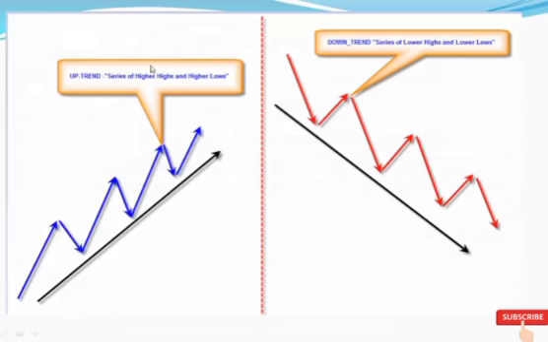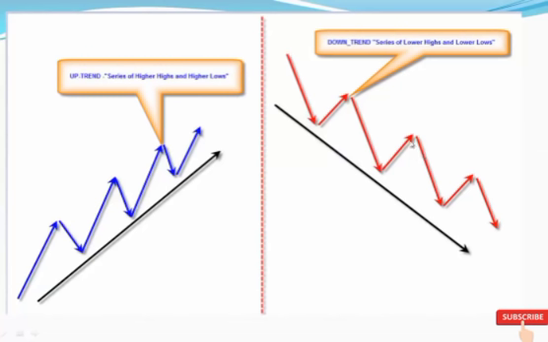Last week we discussed what a trend is, and what we're going to discuss today has a direct relationship to what we discussed last week. An uptrend is a series of higher highs and higher lows, and a downtrend is a series of lower lows and lower highs. We see this evidence right here. That's what an uptrend looks like, and that's what a downtrend looks like.